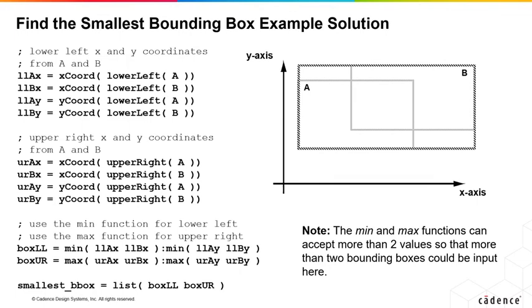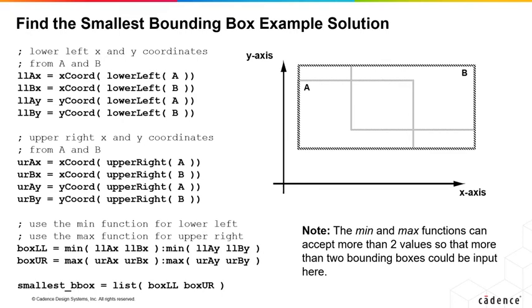And finally, we're going to compute here the lower left and upper right coordinates of the enclosing bounding box. To do that, we use the min and the max function. So for the lower left coordinates, we want the minimum, and we pass in to min, for example, the lower left ax and the lower left bx, and it will return to us the minimum of those 2 coordinates. That way we'll be getting the farthest lower left coordinate for both x and y.